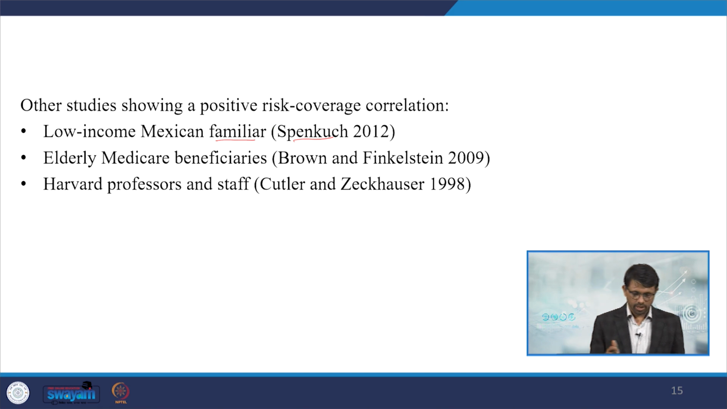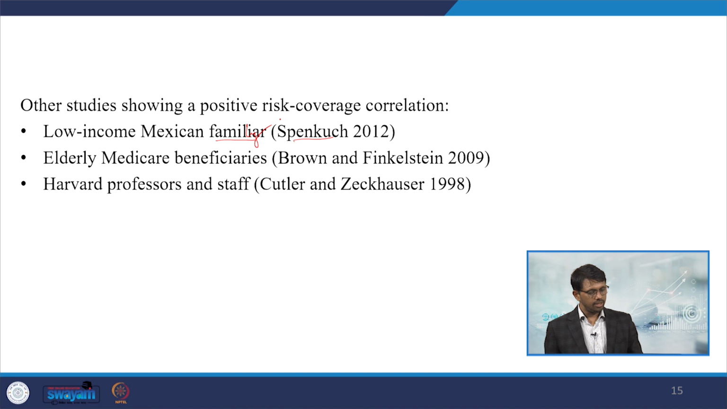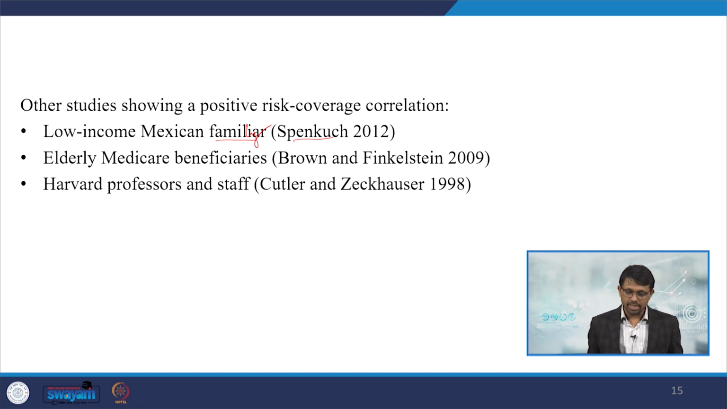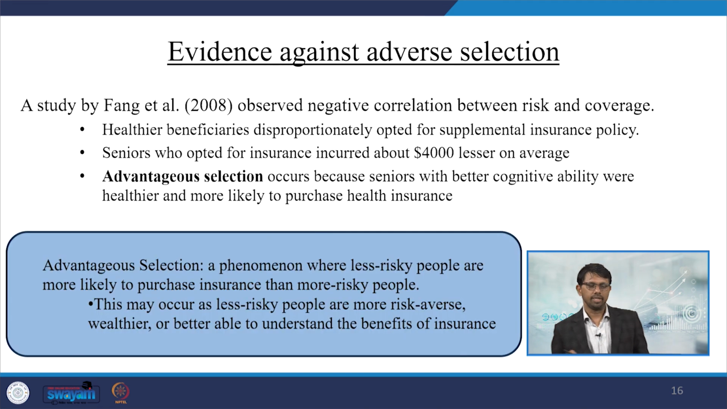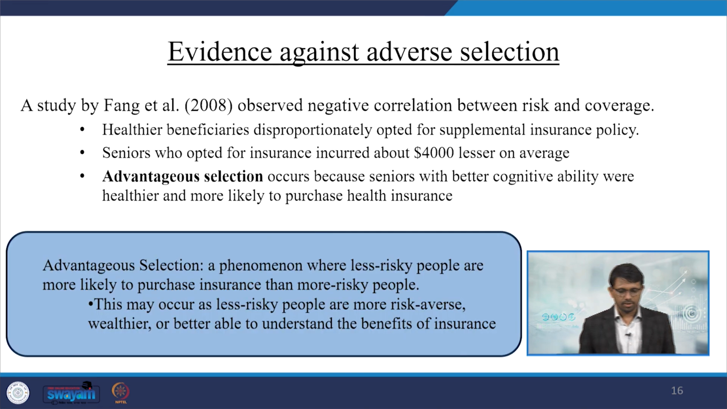Okay, and elderly Medicare beneficiaries, as mentioned by Brown and Finkelstein, Harvard professor and staff, etc. There are some other studies that derived the evidence. Again, there is some evidence which is against adverse selection. I think I must mention it in the context of advantageous selection.